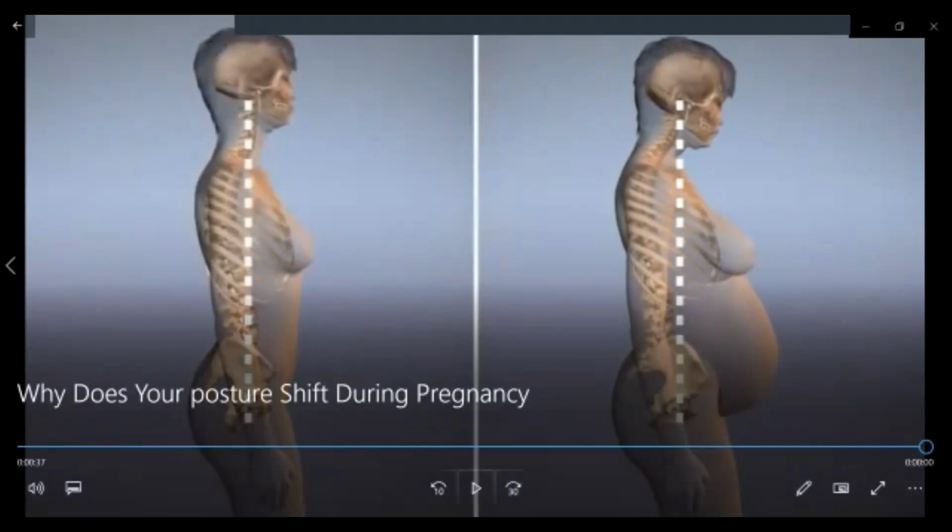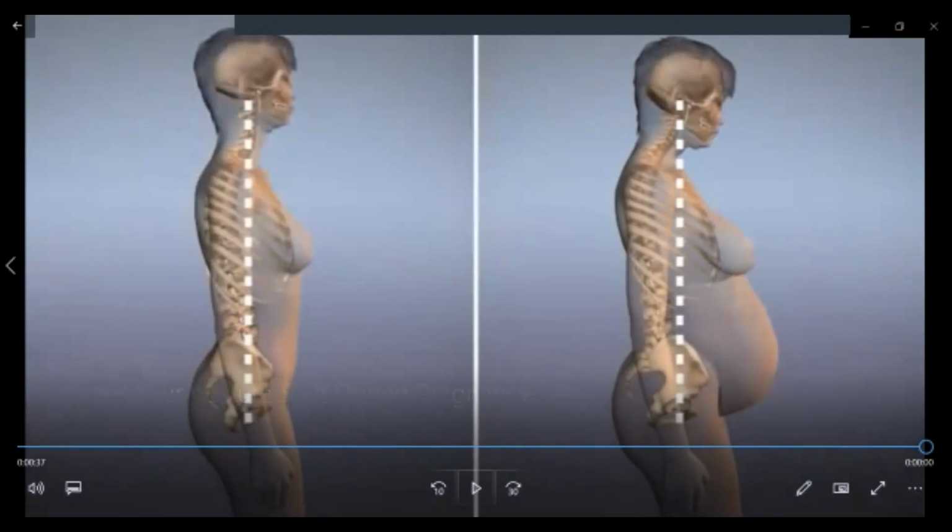Okay, so I repeat this video. Watch carefully how the posture changes.